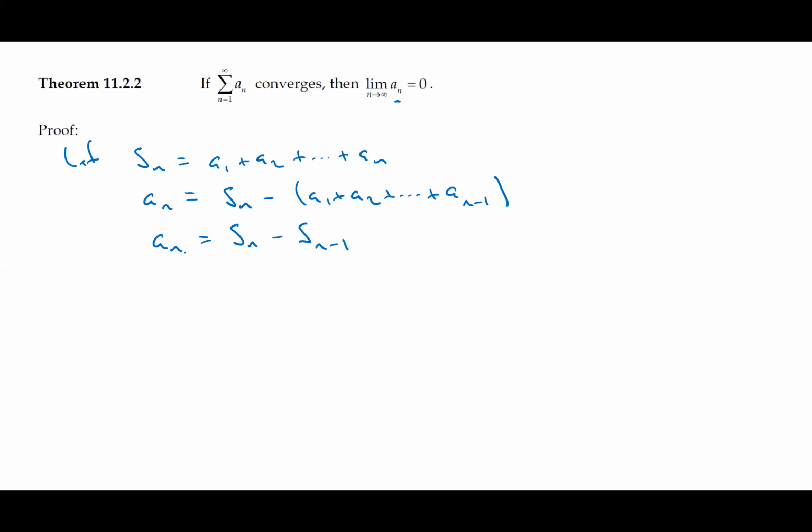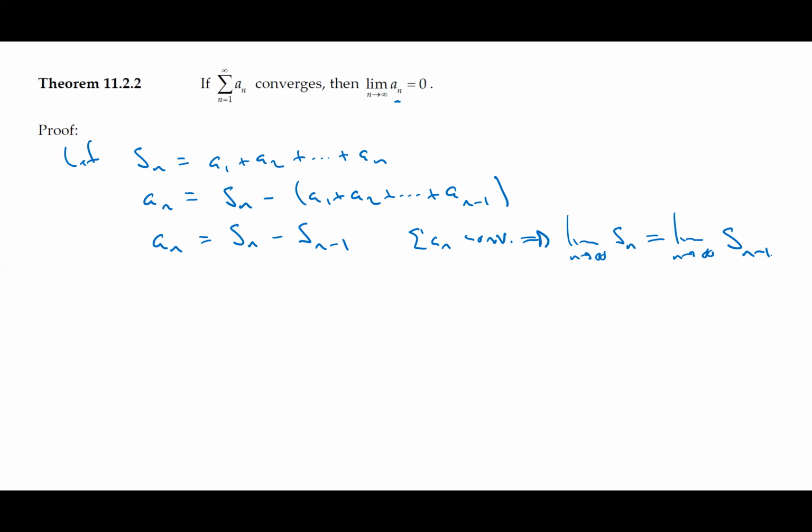Now, here's the kicker. Since An converges, I know that these two partial sums must converge to the same value, okay? So as a limit, what do I know about their difference? Oh, their difference is 0, which will tell me that limit An is 0, okay?